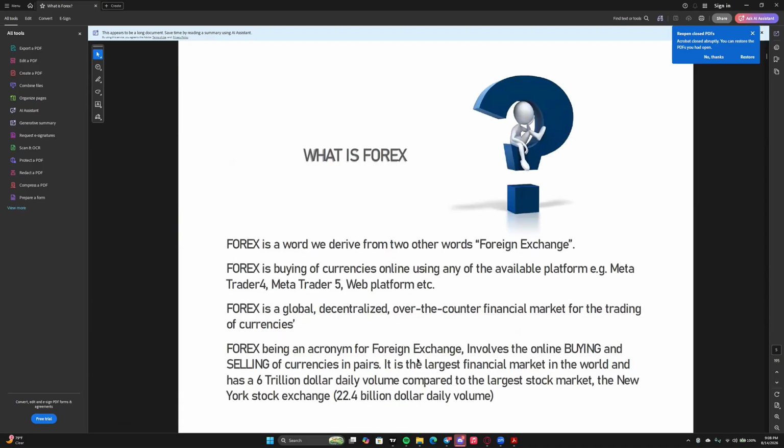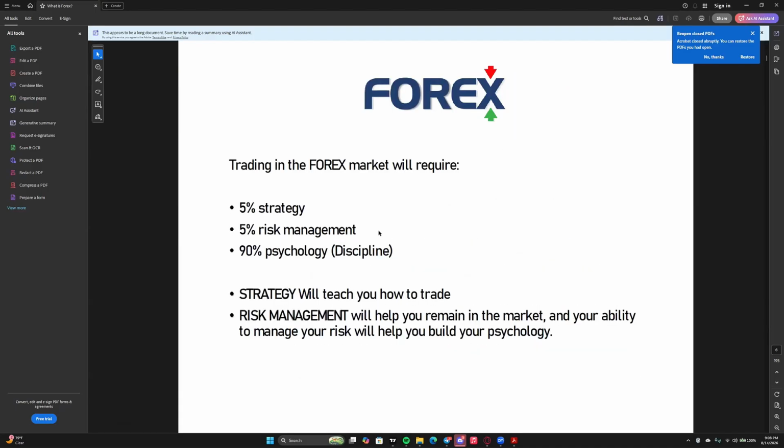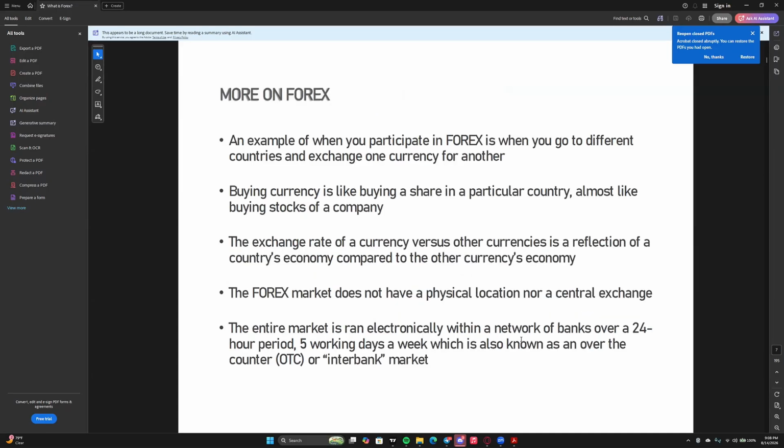So the forex market is the largest financial market in the world. I explained that trading in the forex market requires 5% strategy, 5% risk management, and 90% psychology. Strategy will teach you how to trade, risk management will help you remain in the market, and your ability to manage your risks will help you build your psychology.